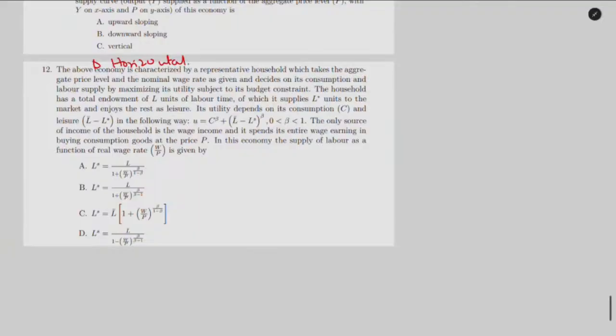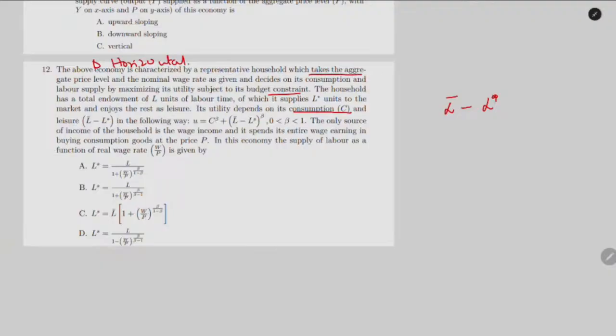The question is, the above economy is characterized by a representative household which takes the aggregate price level and the nominal wage rate as given, and decides on its consumption and labor supply by maximizing its utility subject to the budget constraint. The household has a total endowment of L bar units of labor time, of which it supplies L star units to the market and enjoys the rest as leisure. Its utility depends upon its consumption C and leisure, where leisure is L bar minus L star.